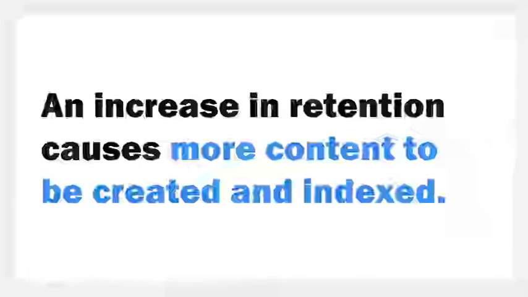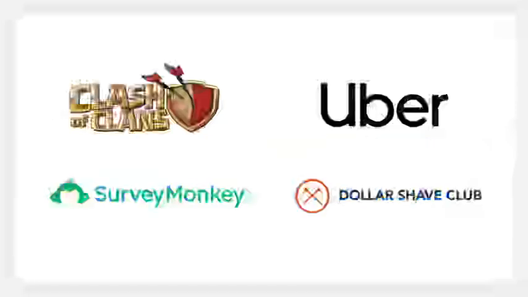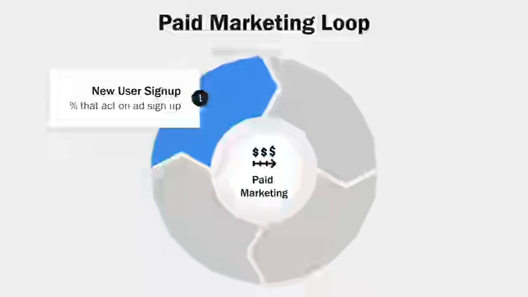So more is going to be indexed, which means more visitors from the search engines, which means more users. Let's take a look at another example. Things like Clash of Clans, Uber, SurveyMonkey, or Dollar Shave Club. All of them use a paid marketing loop to acquire a lot of different users.